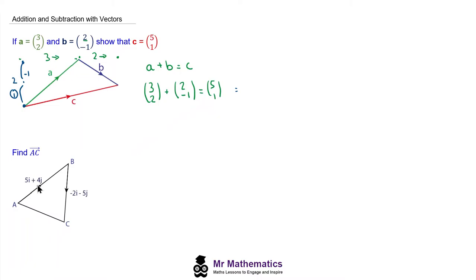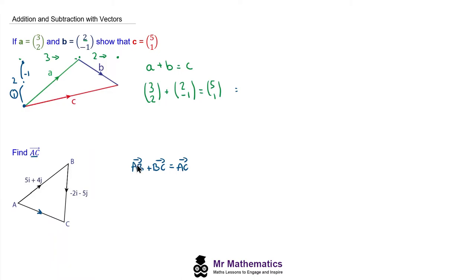Okay, so moving on to our next diagram. So now we've been given the vector notation in the form of I and J. So I means one direction, typically the horizontal direction, and J means the other direction, so typically the vertical direction. So we've been asked to work out the vector A to C, which is this vector here. Well, to go from A to C, we can go A to B, and then from B, we can go from B to C, again following the direction of the arrow. So A to B plus B to C will equal the vector A to C.